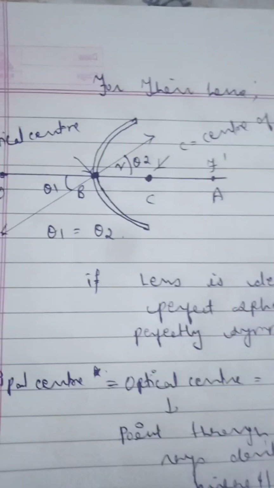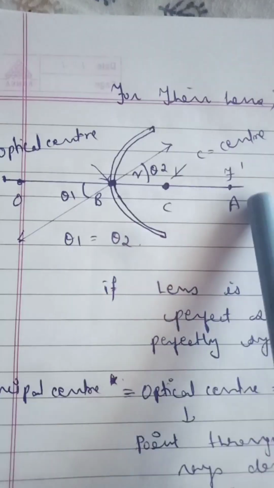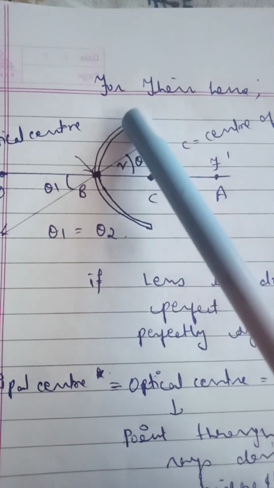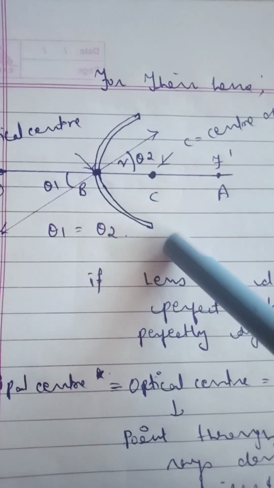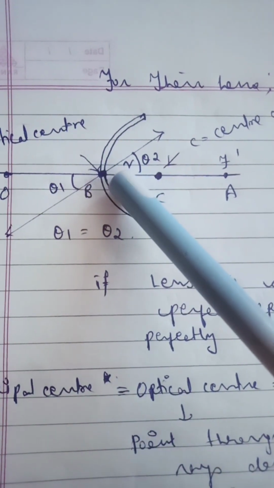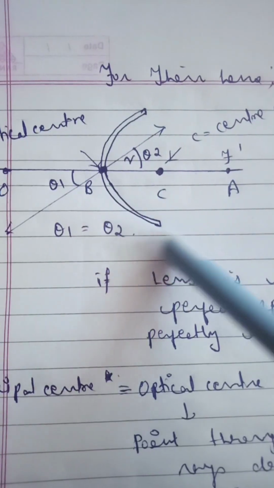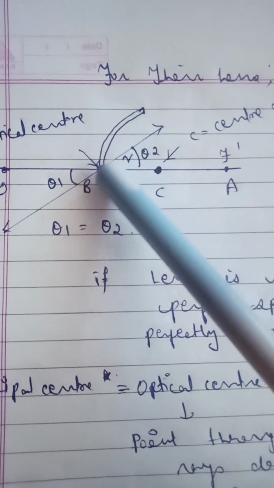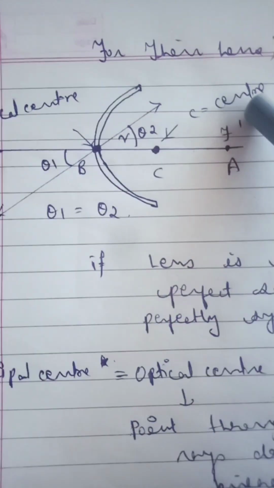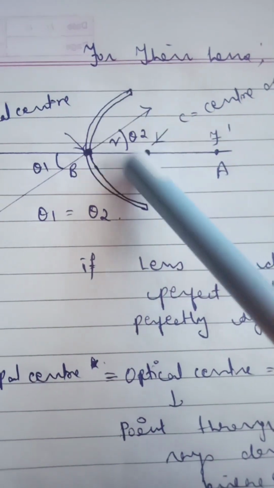See, for thin lens, we know that this is the optical axis that passes to the center of curvature, from which the lens is taken when it's a spherical lens, and B is the optical center. And if it is a perfect sphere and perfectly symmetrical thin lens, then optical center, principal points, they all coincide. Nodal point, this concept is not for the thin lens.